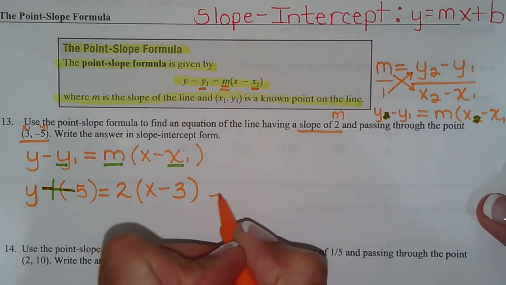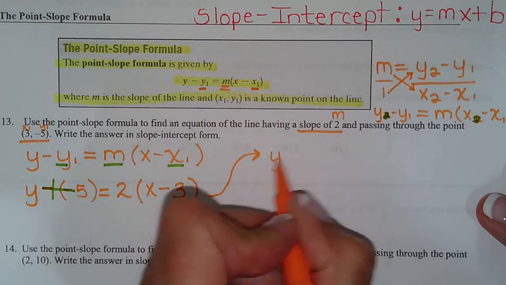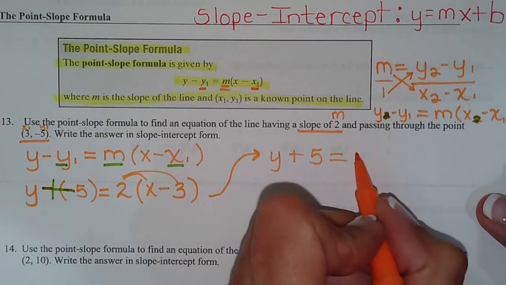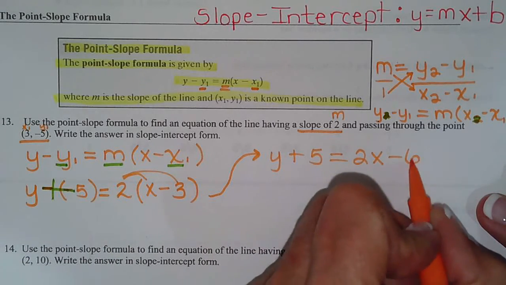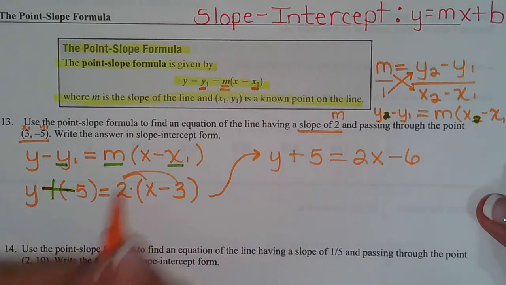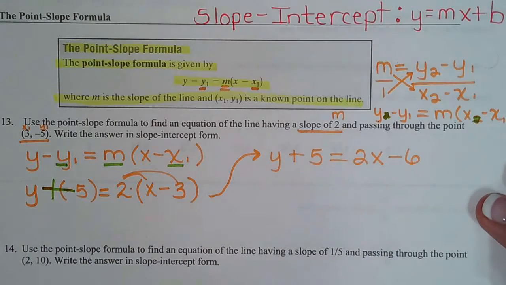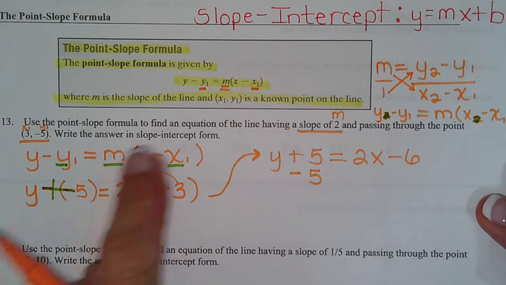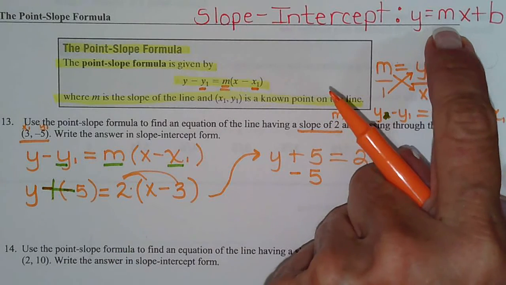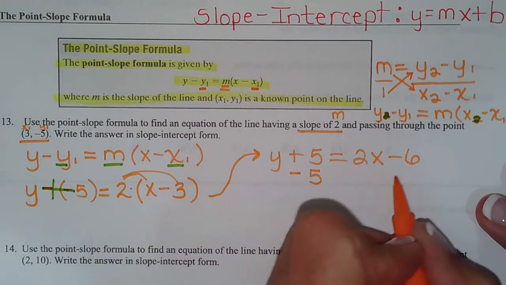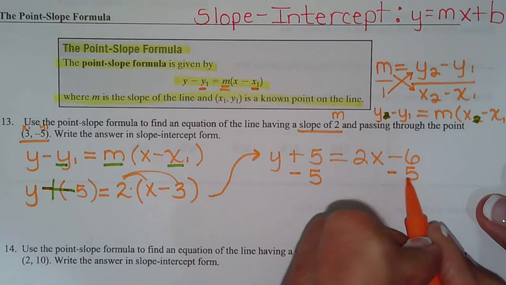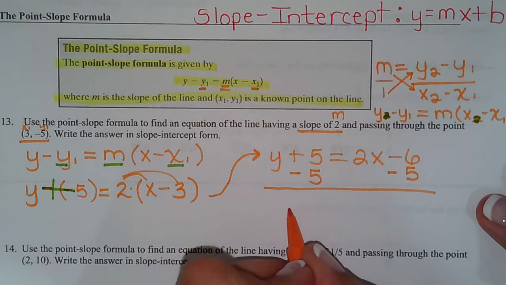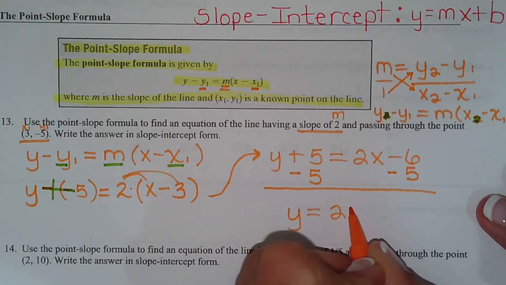So now what I have is y plus 5 equals 2x minus 6. From distributing, 2 times x, 2x, 2 times negative 3, negative 6, and I'm one step away from the answer. I need to get y alone because it says leave the answer in slope-intercept form, which is this, y by itself, and put it underneath its like term on the other side. Don't put it underneath the 2x. It's not a like term with that. And I get y equals 2x minus 11.